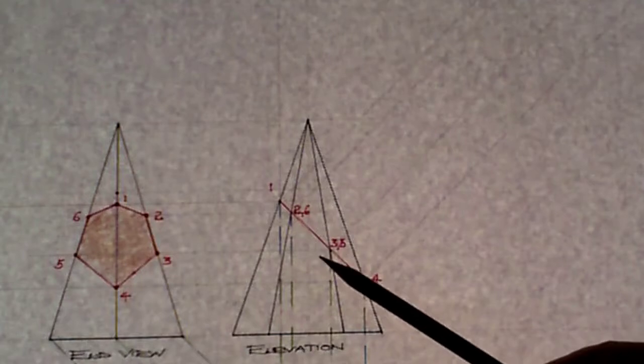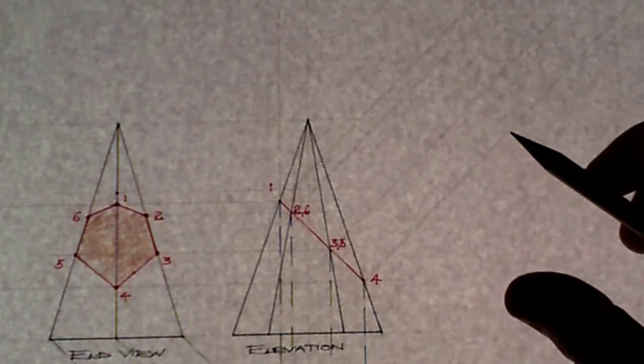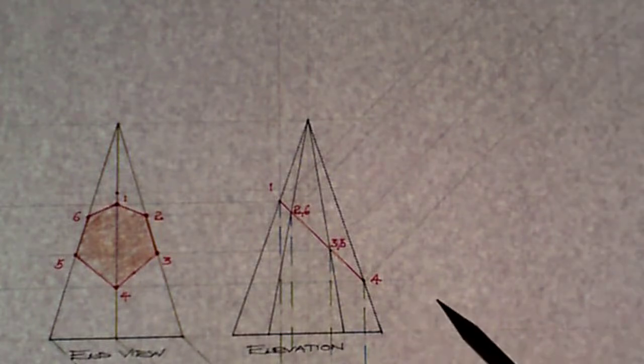Now I'm going to use point 1 and 4 as a swivel to basically flip the cut around so we can see the true shape. We amalgamate the true length with the true width.